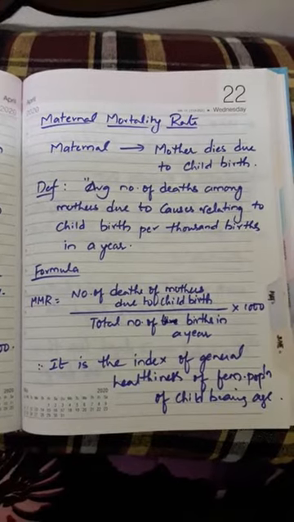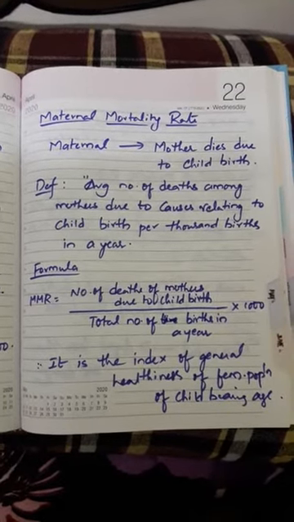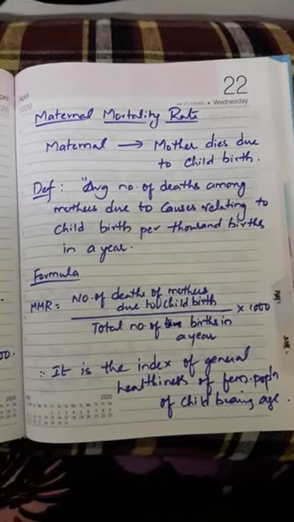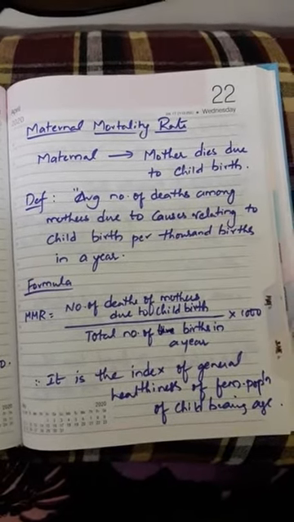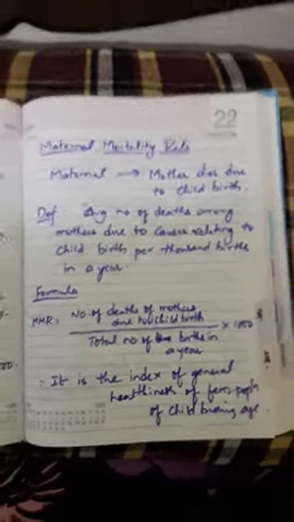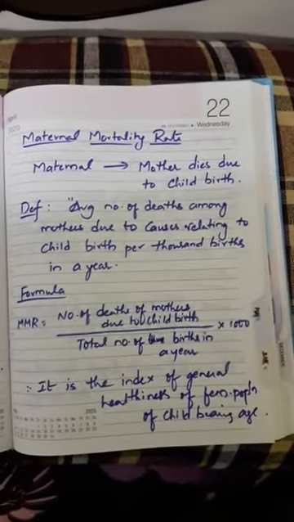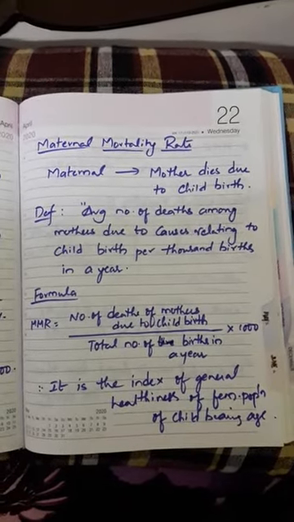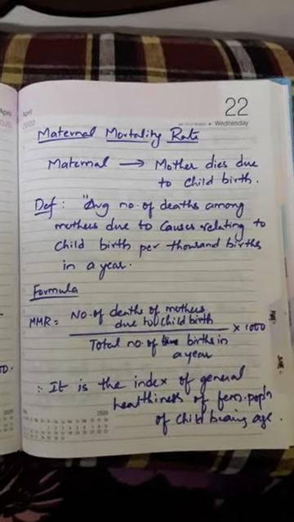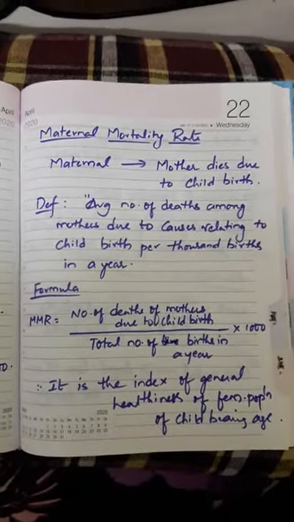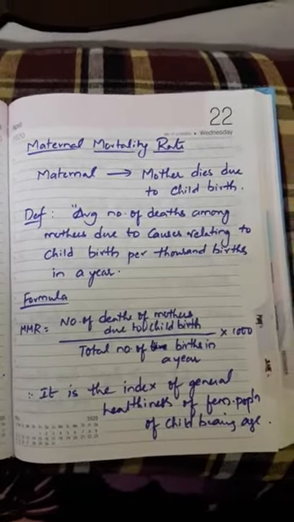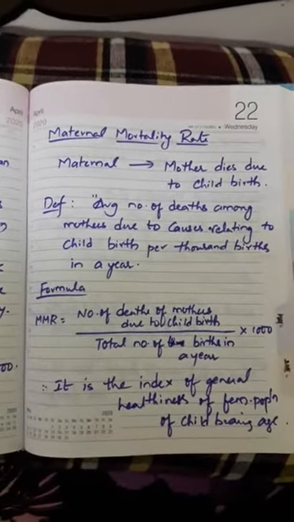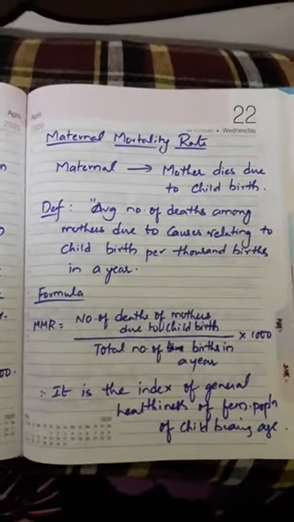So let us see the maternal mortality rate. The average number of deaths among mothers due to causes relating to childbirth per 1000 births in a year. So here what we have to calculate is the average number of deaths among mothers due to childbirth per 1000 births in a year. So maternal death cases, the mother is dying here, not the baby, remember. So due to childbirth the mother is dying.